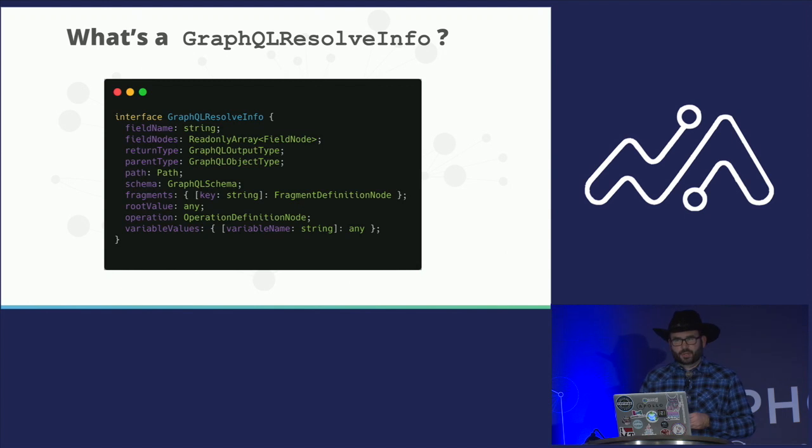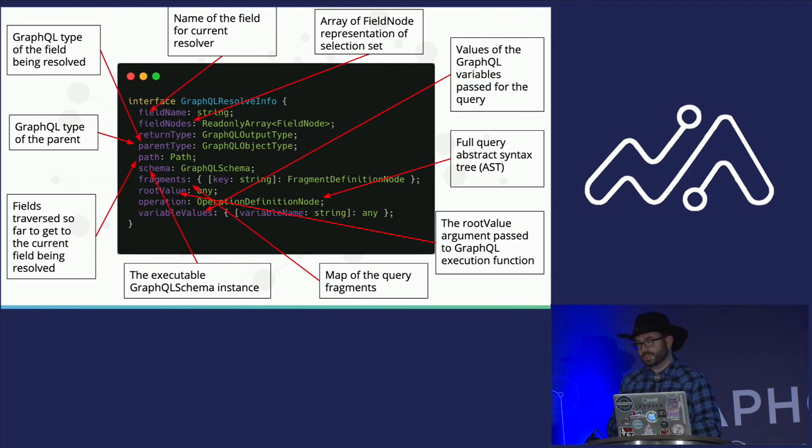Okay, so what is this GraphQL resolve info thing that we've been talking around? Well, there are 10 fields on it. This slide is, I'm sure, very hard to read, but I want to go through this just really quickly. So we have the name of the current field being resolved. And remember, this is passed in to every resolver, right? So the name of the field being resolved. We have an array representation of the remaining selection set. So the selection set, those are the fields in my query that I've said I want to be returned. We have the GraphQL type of the field that's currently being resolved, and also of the parent. We have the path, so what are the fields that we've traversed so far to get to this point for the field that we're resolving.